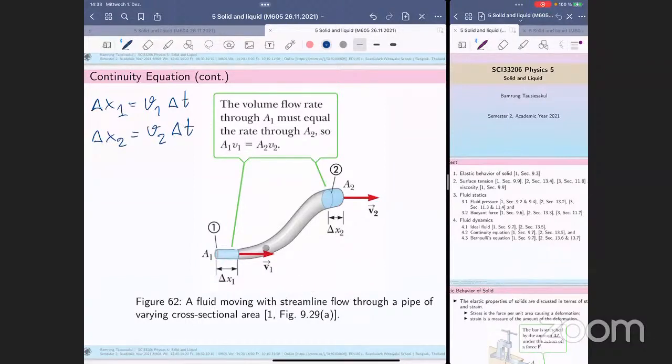Okay, at this location, of course, it has its own cross-sectional area A1, and here we have cross-sectional area denoted by A2.